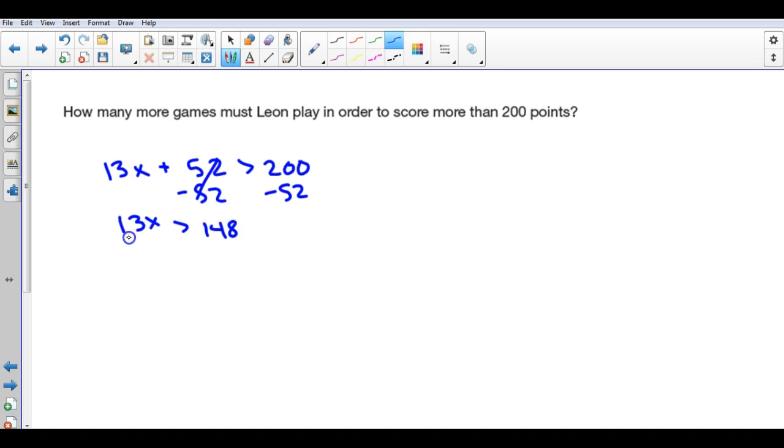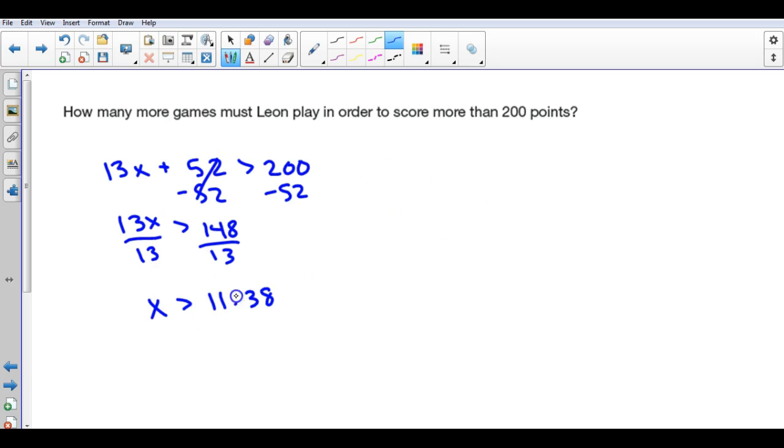And then what we're going to do is divide both sides by 13. And I'm going to get a really ugly number here. So x is greater than 11.38 games. So here's the problem. He can't play 11.38 games. He's either going to play 11 games or 12 games or 13 games.